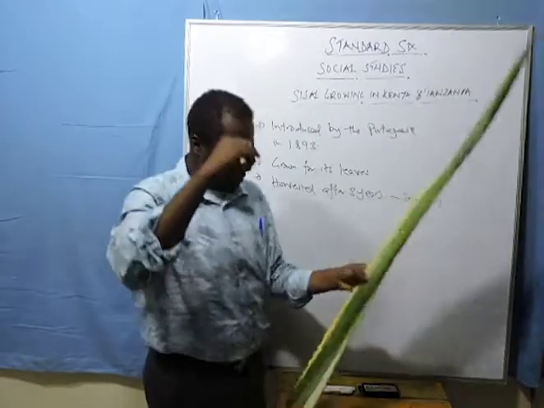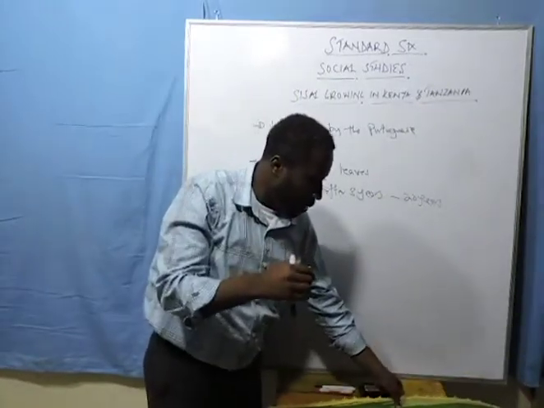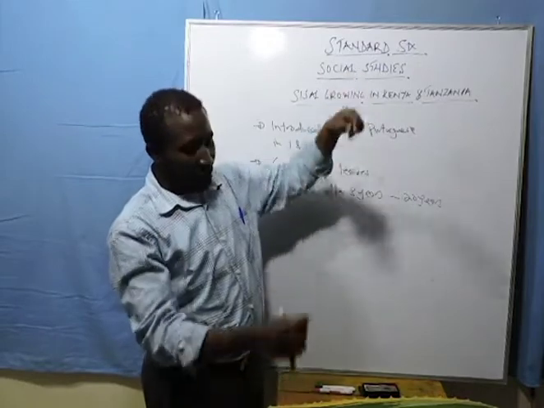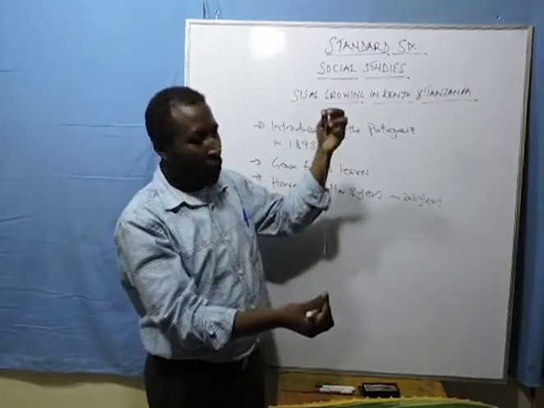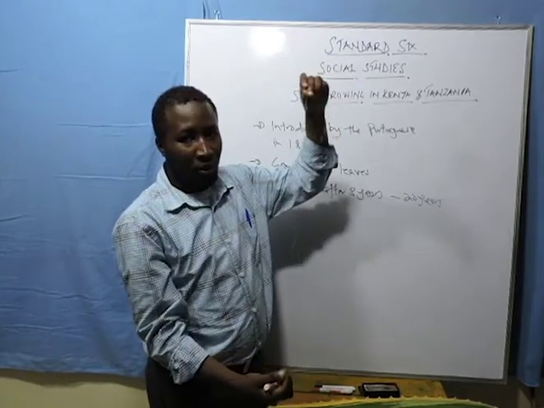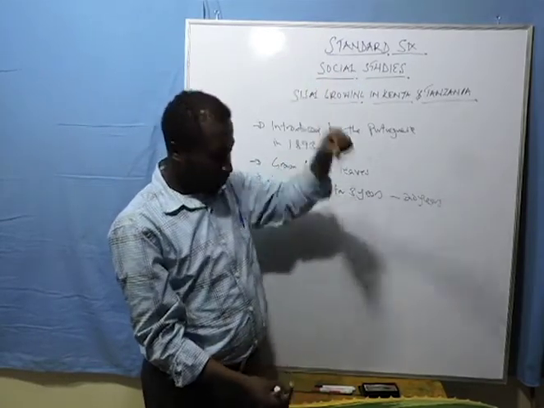For us, you have heard of the kamba ya makonge. So you see, this could make a very nice rope when dry. It makes a very nice rope.